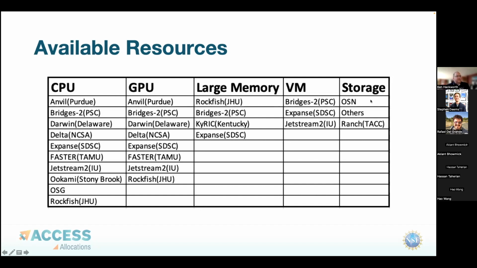OSN is a standalone storage site with big storage. So if you need lots of terabytes of storage, that is available in Ranch. The TAC machine has a storage resource that is available as a standalone resource for storage.